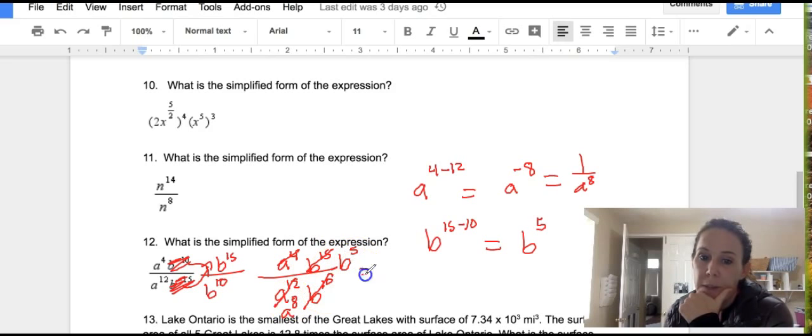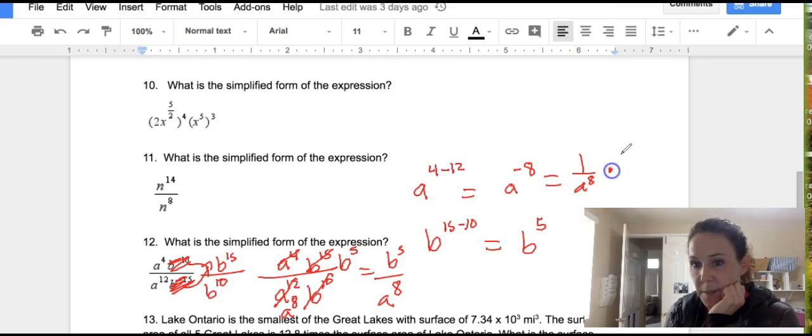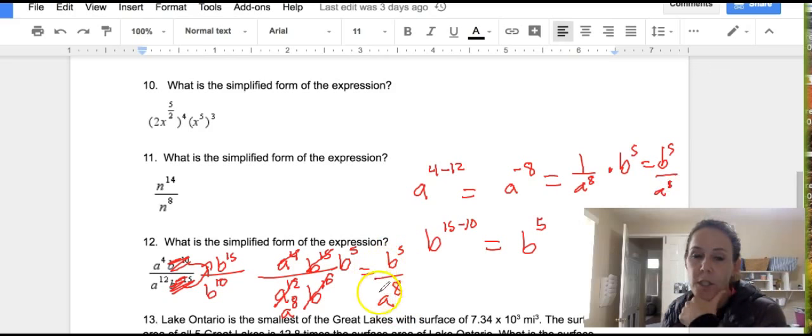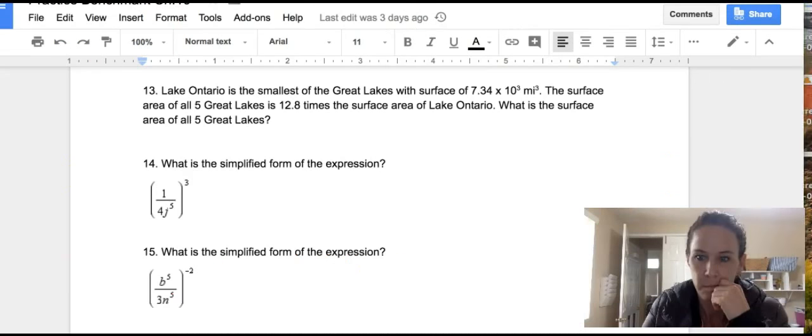So what I'm left with is 5 b's on top and 8 a's on bottom. Now if I had done it like this, I would have 1 over a to the 8th times b to the 5th, which equals b to the 5th over a to the 8th. And I would have the same solution. There's multiple ways to do this problem. Just make sure you know your properties. Okay. All right, on to the next.